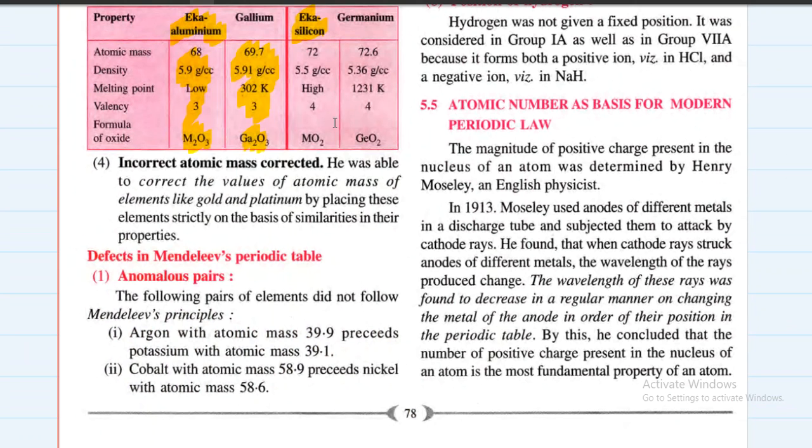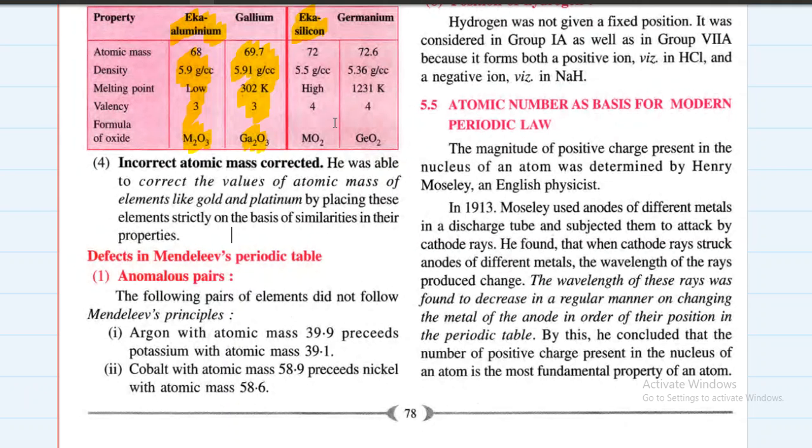First defect is anomalous pairs. The following pairs of elements did not follow Mendeleev's principle. So Mendeleev's principle was to arrange the elements in increasing order of their atomic masses. But argon with atomic mass 39.9 precedes, means it is kept before potassium with atomic mass 39.1. Actually, according to his own law, argon should be after potassium because argon has more atomic mass as compared with potassium. But he placed argon before potassium and he did not have any reason for it.